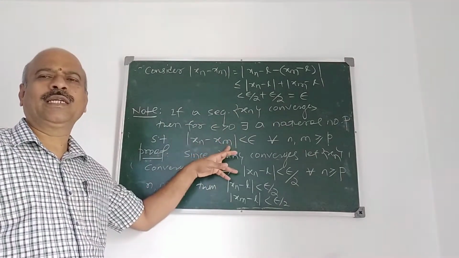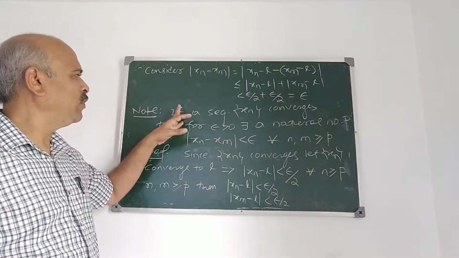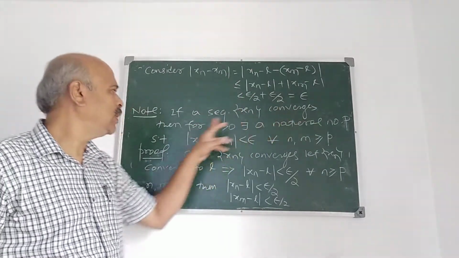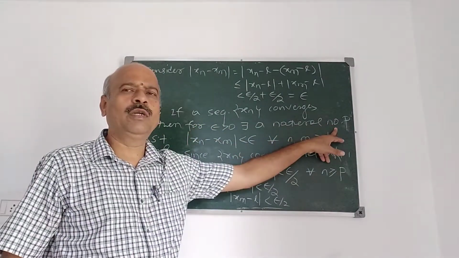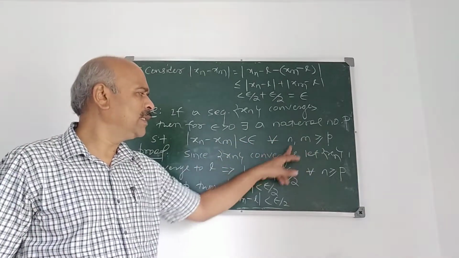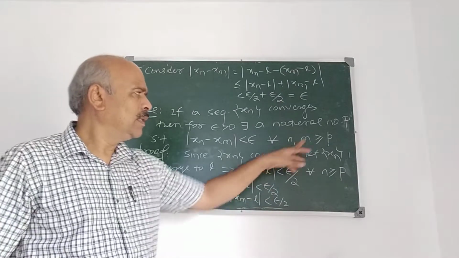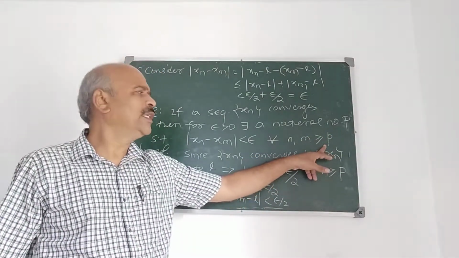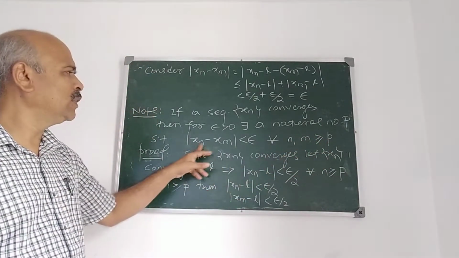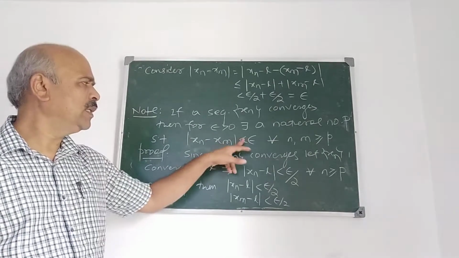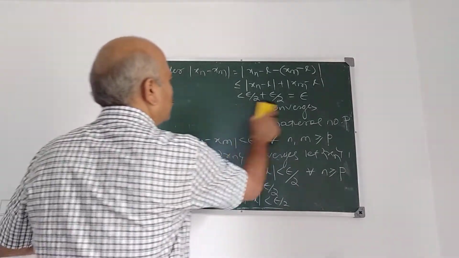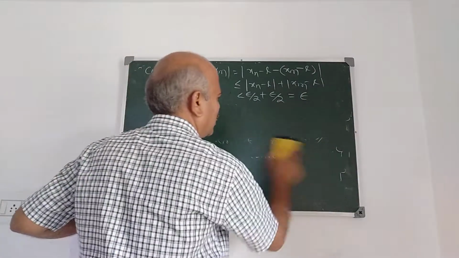So it is an important result. If a sequence xn converges to L, or if a sequence xn converges, then there exists a natural number P so that mod xn minus xm is less than epsilon for all n, m greater than or equal to P. There exists a fixed integer so that if you take however large numbers greater than that P, the difference between the terms must be less than epsilon. I think the proof is clear to you, and this is a very, very important result.